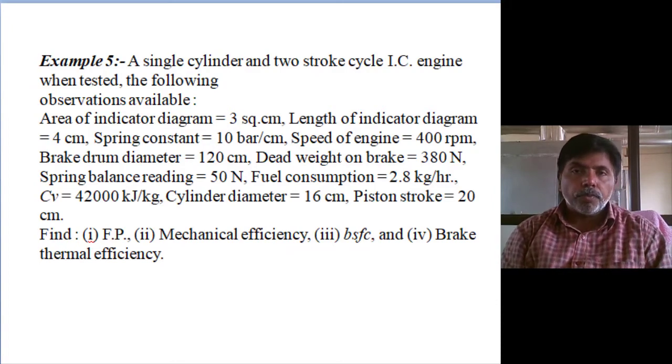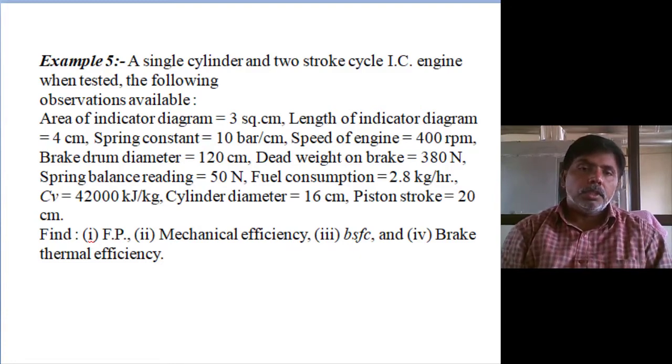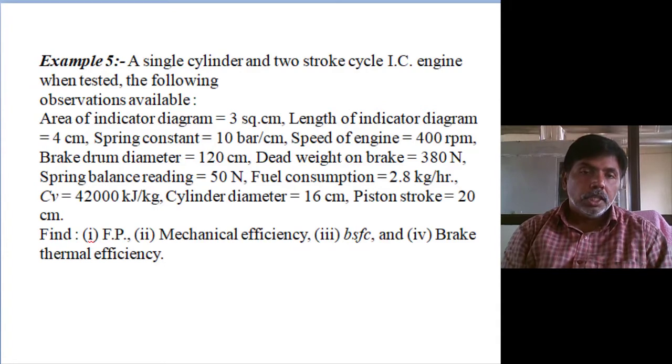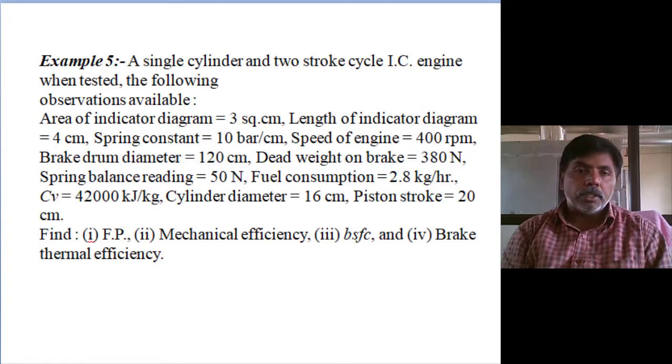Next, brake drum diameter 120 centimeters, related to brake power. Dead weight on the brake is 380 newtons, given directly in newtons. Spring balance is 50 newtons. So it is a rope drum absorption dynamometer. The diameter of the drum is given, so brake power is pi D N into (W minus S) divided by 60,000, where W is the dead weight minus the spring balance: 380 minus 50, divided by 60,000. You will get the brake power.